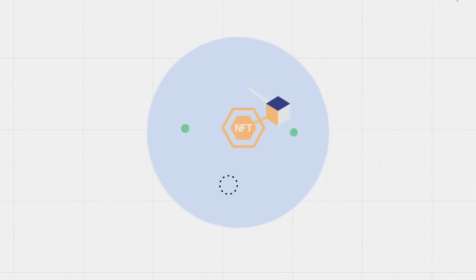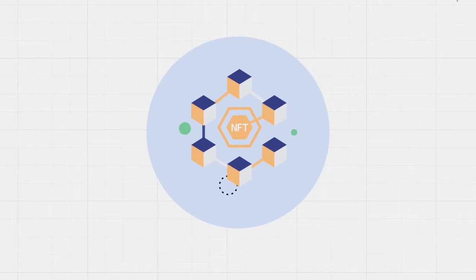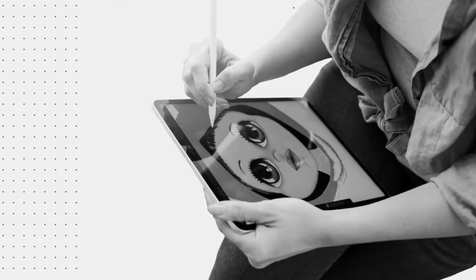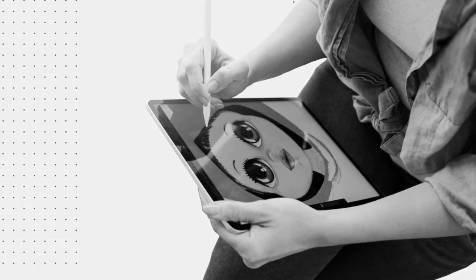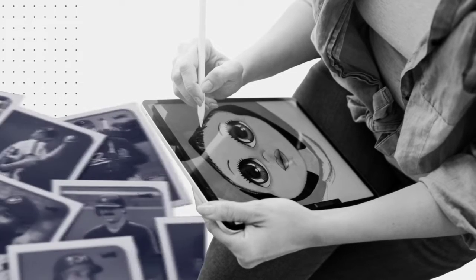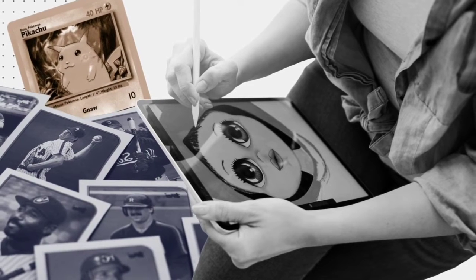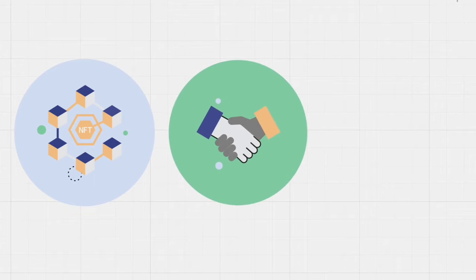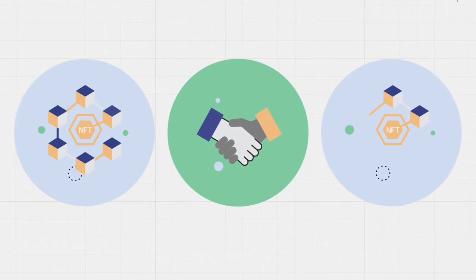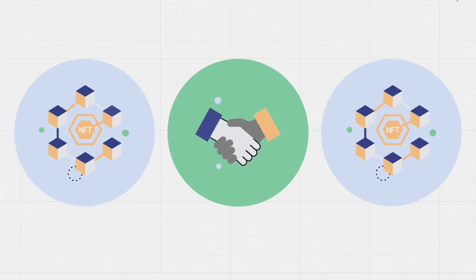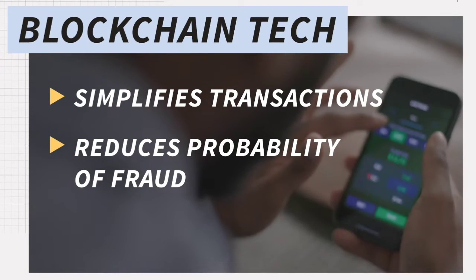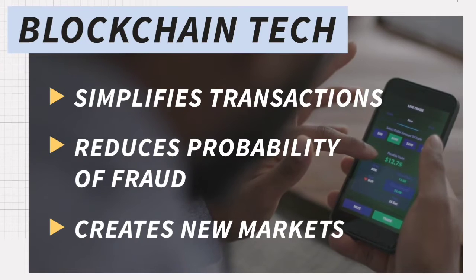The distinct construction of each NFT has the potential for several use cases. And much of the current market for NFTs is centered around collectibles, such as digital artwork, sports cards, and rarities. Because NFTs are based on blockchains, they can be bought, sold, and traded more efficiently and without intermediaries. This simplifies transactions, reduces the probability of fraud, and creates new markets.